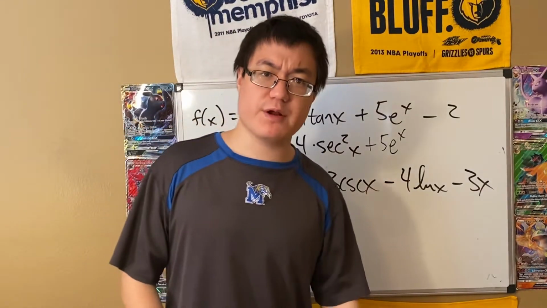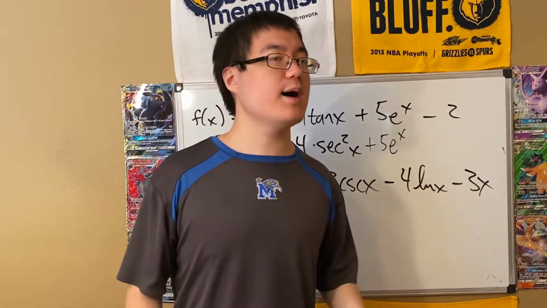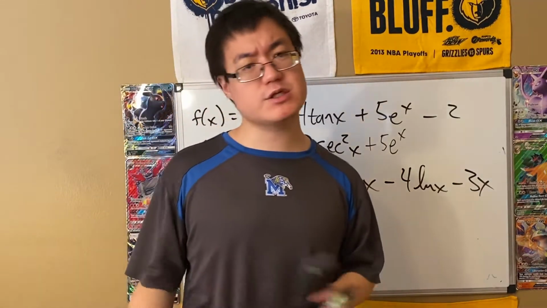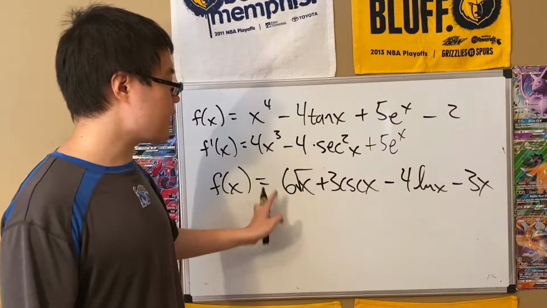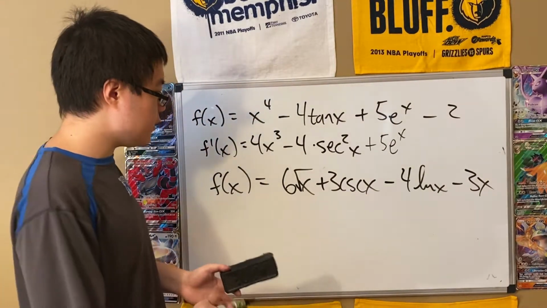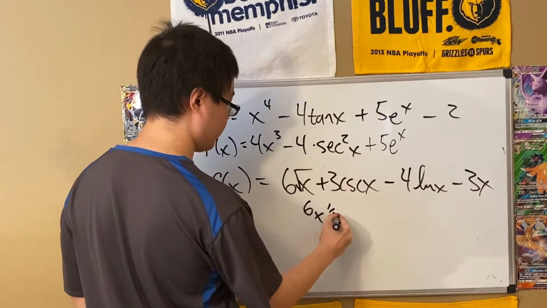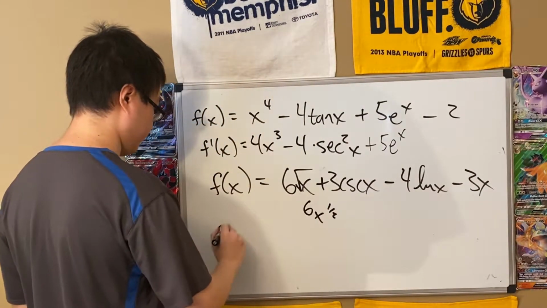So as I mentioned in the previous video, the most important part of my life is probably the power rule, and I want to use the power rule as much as possible. So anything that can be converted to powers, I do that. For example, 6 square root of x, I'm going to write it as 6x to the 1/2, and now I'm going to be ready to take the derivative.